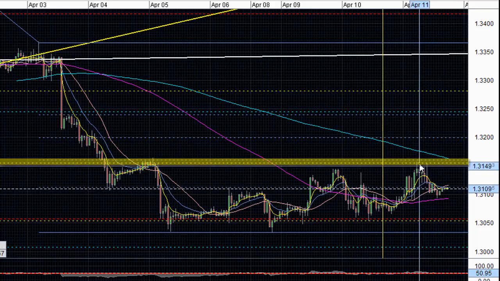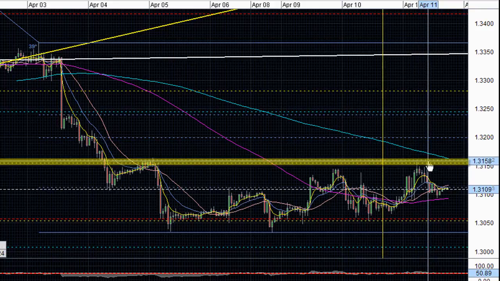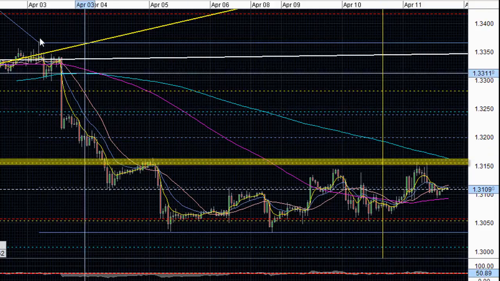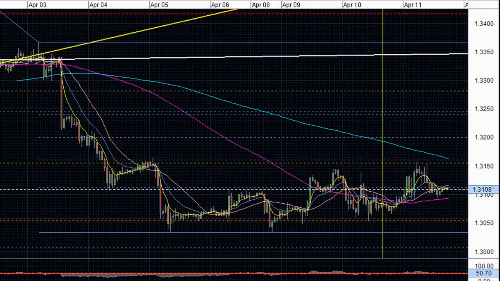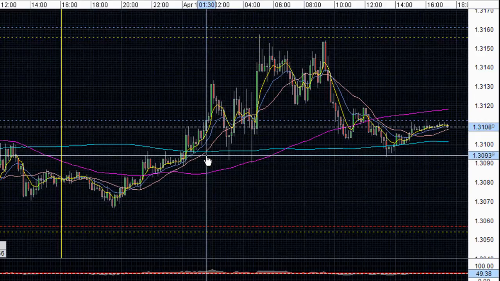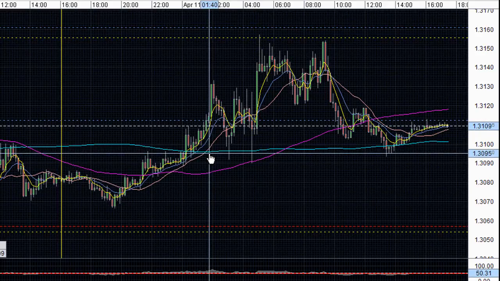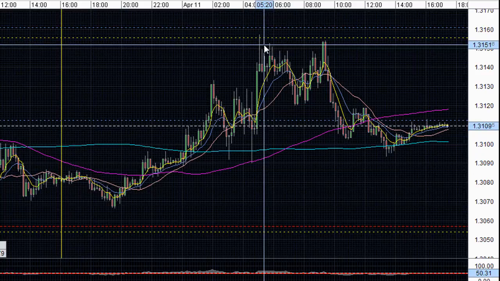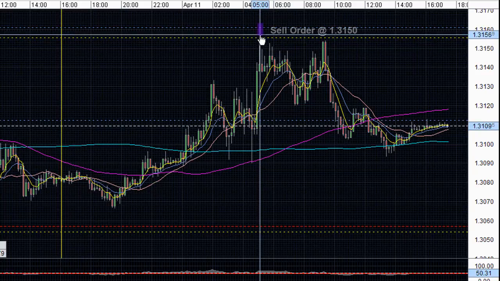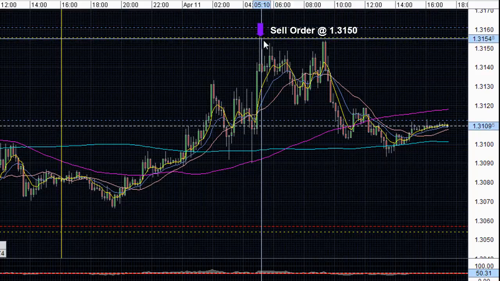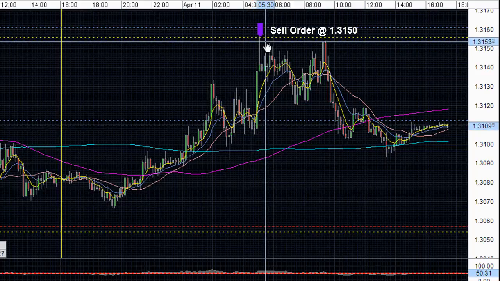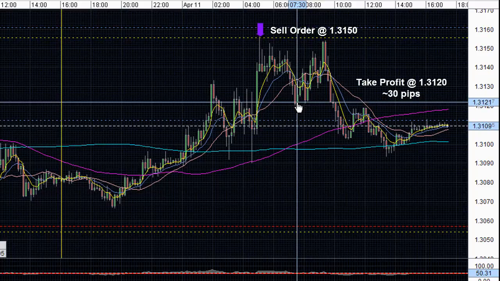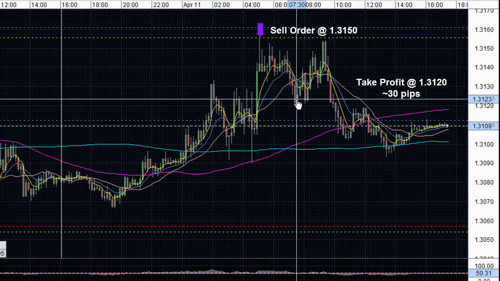So this would have been a good location to go short if you were in front of your platform, and you could have sold the euro US dollar pair at this area of resistance or this area of supply. So let me go back to the 10-minute chart. If I was in front of my platform at this time and saw price rally up to this level, I could have entered a short position at about 31.50 on bearish confirmation, and I could have closed my trade or taken my profit at the 31.20 area for about a 30 pip trade.